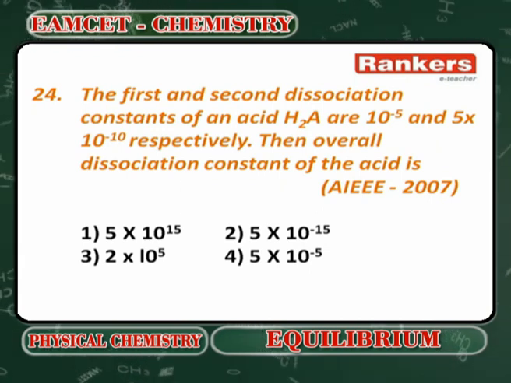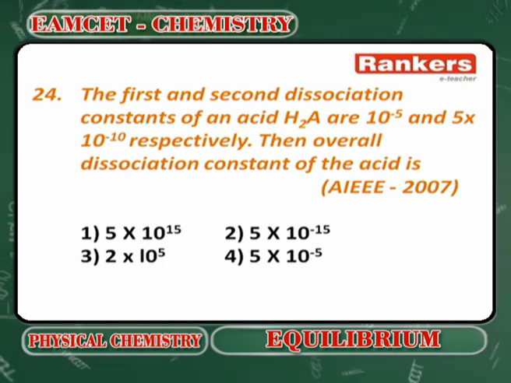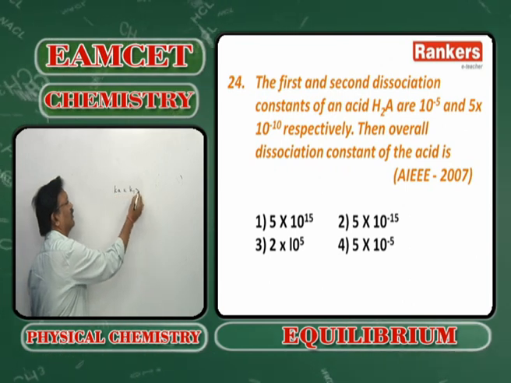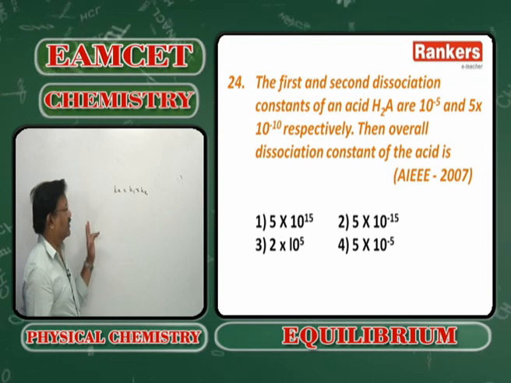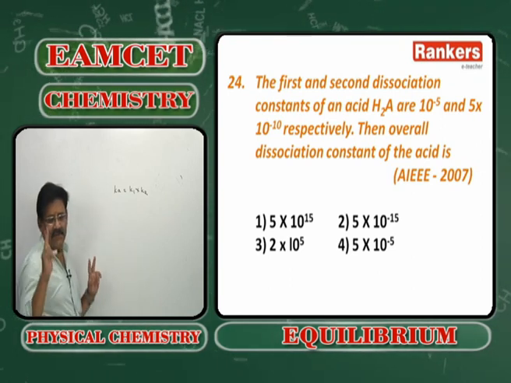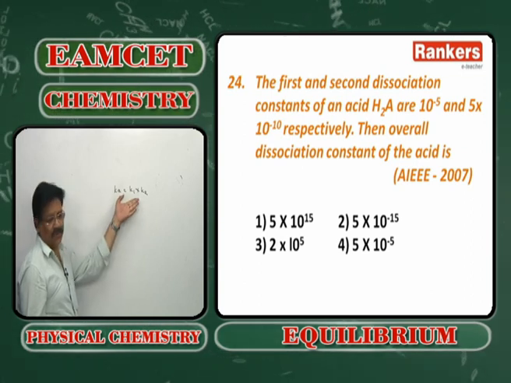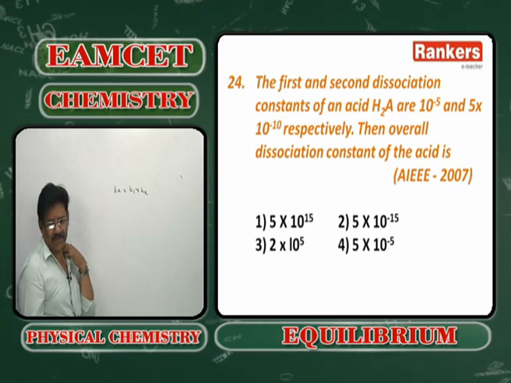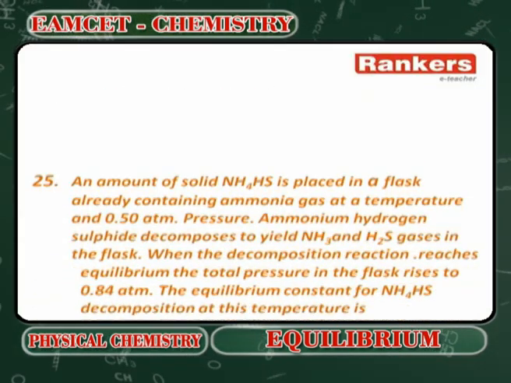The first and second dissociation constants: the overall dissociation constant of the acid, Ka, will be equal to K1 into K2, because the dissociation of the acid takes place in 2 steps. Overall dissociation constant will be equal to K1 into K2, which comes to 5 into 10 to the power minus 15. Option 2 is the answer.